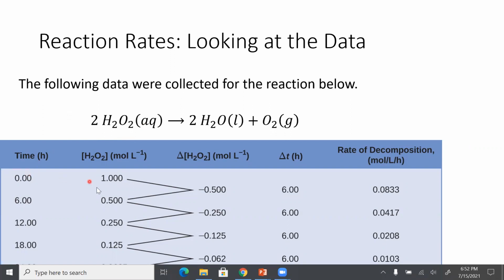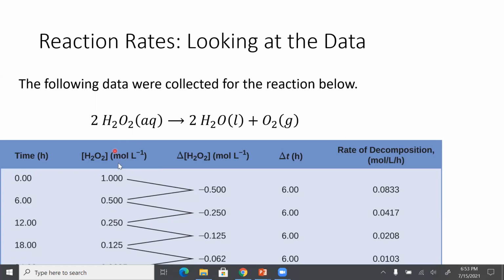And we measure the concentration at 0 hours. And then we measure it after 6 hours. And then we measure it after 12 hours. And then we measure it after 18 hours. Now, look at the units for a second. This says moles times liters to the -1 power. Anything to the -1 power is a reciprocal. So this really means moles per liter. Again, it's just another way of writing the units for the concentration.